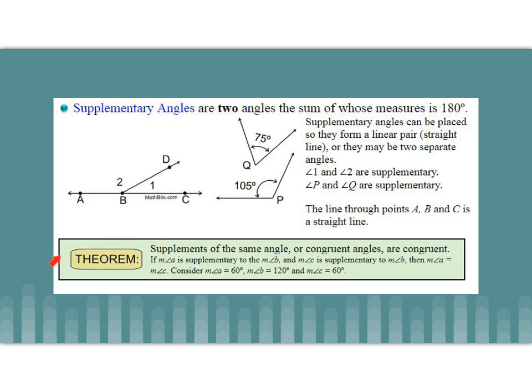Here is the theorem for supplementary angles. It looks a lot like the complements one, just replace it with the supplements. Supplements of the same angle or congruent angles are congruent. And those are your basic angle pairs in geometry.